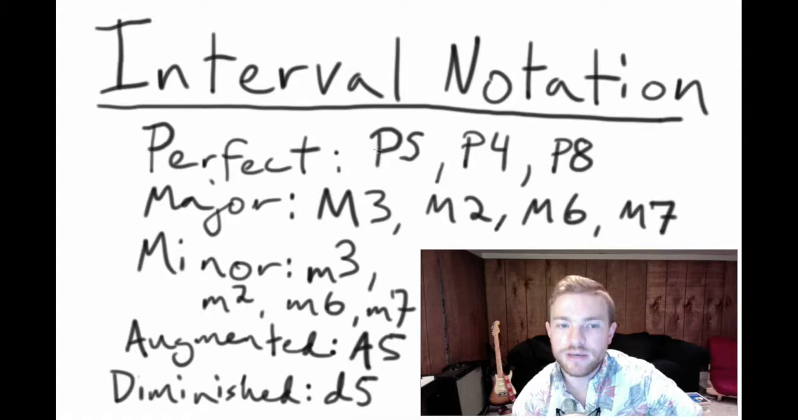So uppercase P for perfect intervals, uppercase M for major intervals, lowercase m for minor intervals, uppercase A for augmented, and lowercase d for diminished. Okay, so anytime you see this sort of interval notation used, now you'll know what it means.